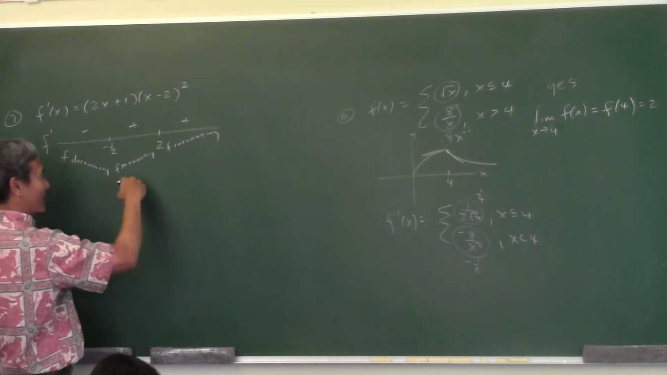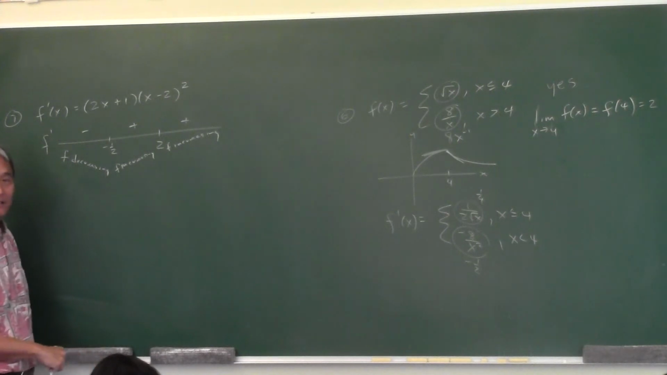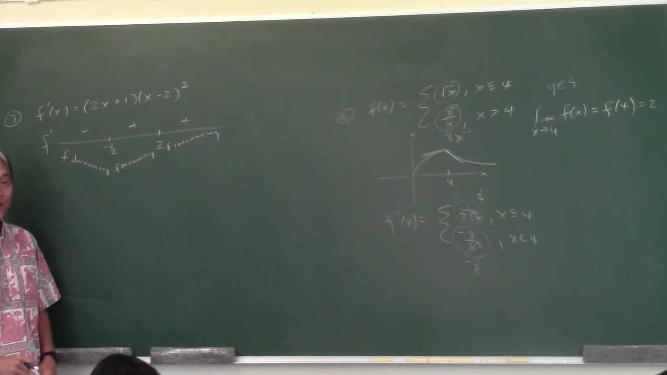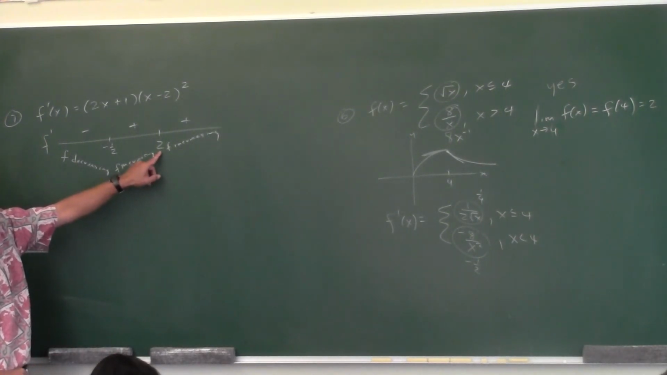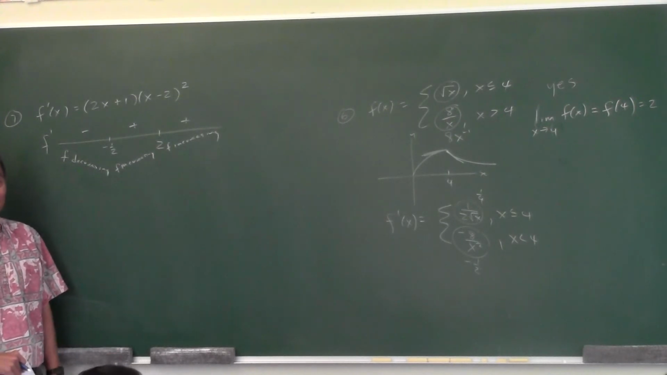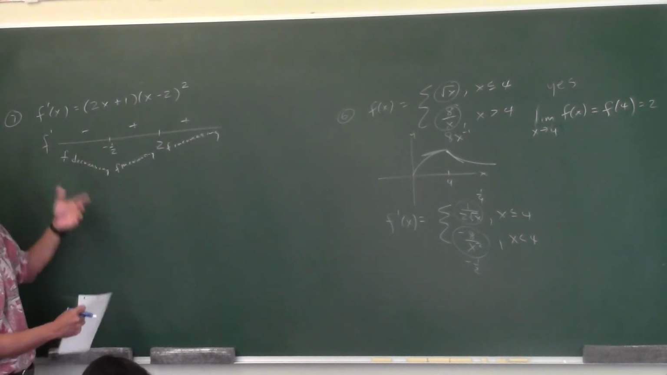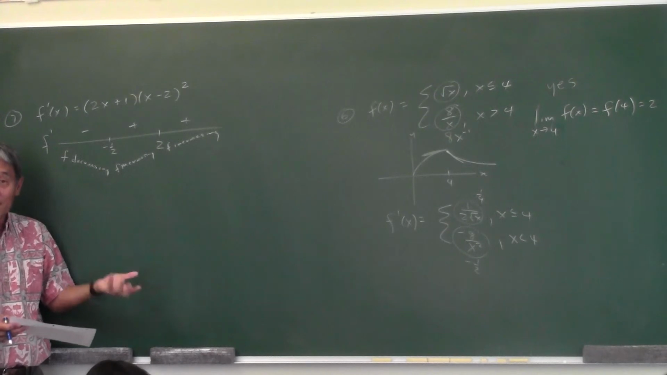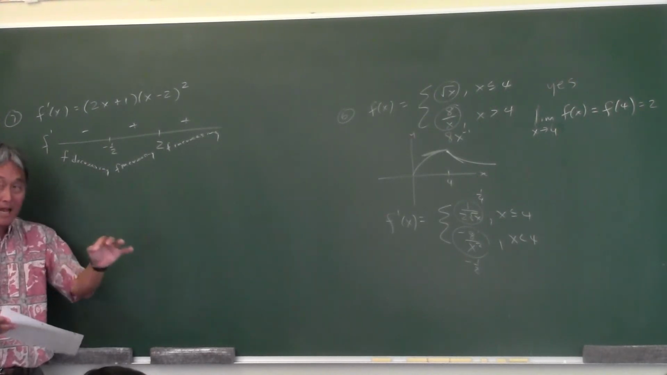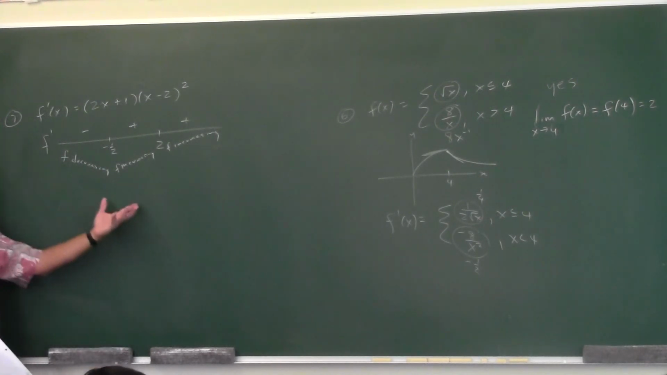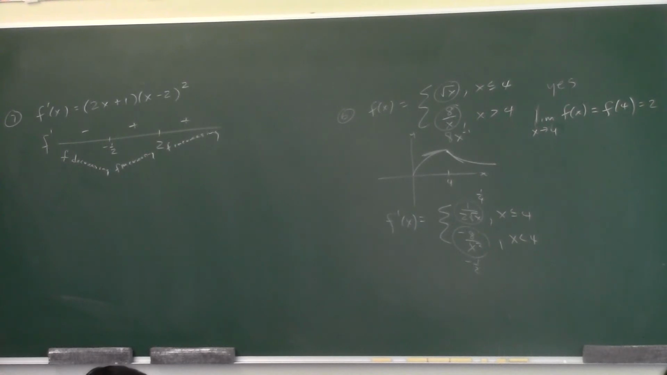Mr. Park, can I just make one f increasing going all the way across like that? Yeah, you can, but you're going to lose a point. You know why? Because at x equal 2, it is not increasing. Because when you plug in 2, the derivative comes out 0. It's only increasing if the derivative is positive. I'm telling you what to do. Unless you make a table.